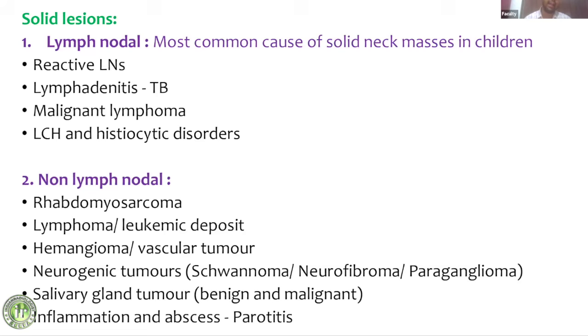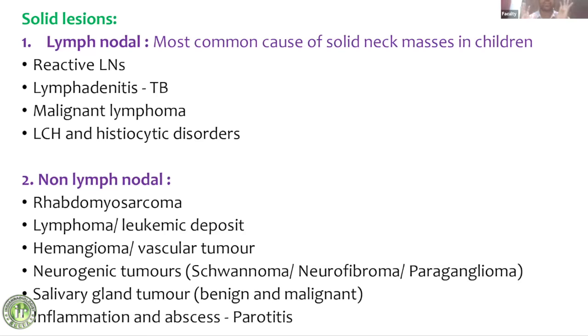You may get hemangioma and other vascular tumors. You may get neurogenic tumors like schwannoma, neurofibroma, paraganglioma. You may get salivary gland tumors, benign or malignant, more commonly benign. And you may get many inflammatory and infective conditions, including involvement of the salivary gland. Most common is parotitis or abscess. So these are all the entities.